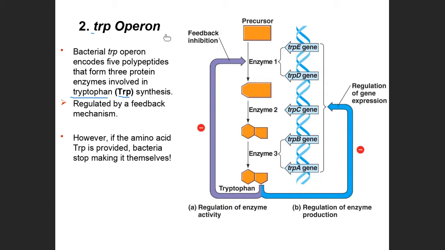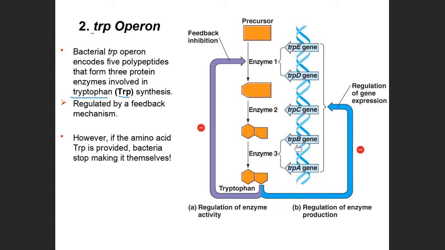Listen carefully. You do not need to know the names of the genes or the enzymes. You just need to know the number. So first of all, the trp operon consists of 5 genes that code for 5 polypeptides. These polypeptides they code for form 1 functional protein enzyme.